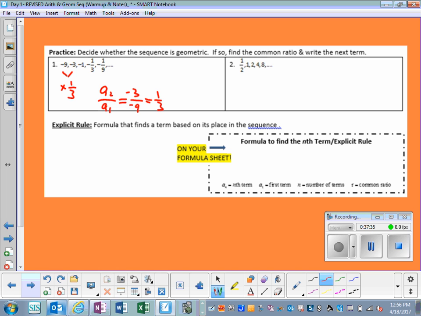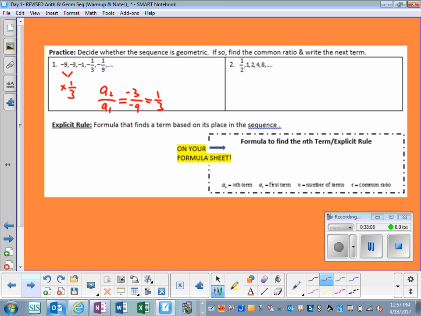Why is A2 on top instead of A1? Because you divide this term by the previous one, because we are multiplying by the same number, right? To find that number, you need to take the term divided by the previous one. So A2 divided by A1, A3 divided by A2.